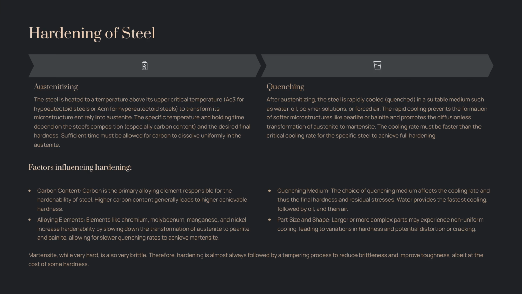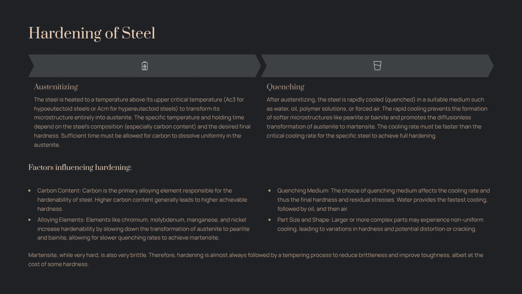Hardening of steel. Hardening of steel is a heat treatment process that significantly increases the hardness and strength of steel. This process primarily relies on the transformation of austenite into martensite, a very hard and brittle microstructure, through rapid cooling, quenching. The general steps for hardening steel include austenitizing.